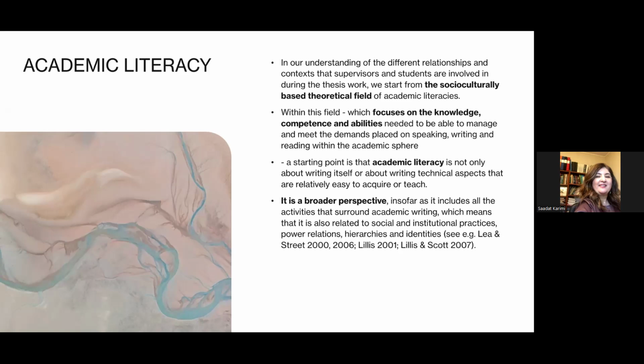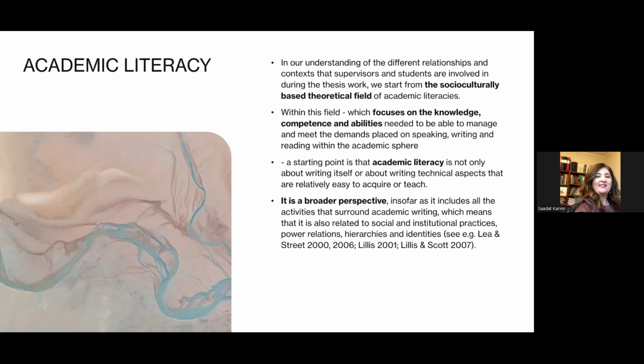A starting point is that academic literacy is not only about writing itself or about writing technical aspects that are relatively easy to acquire or teach. It's a broader perspective insofar as it includes all the activities that surround academic writing, which means that it's also related to social practices, institutional practices, power relations, hierarchies, and identities.